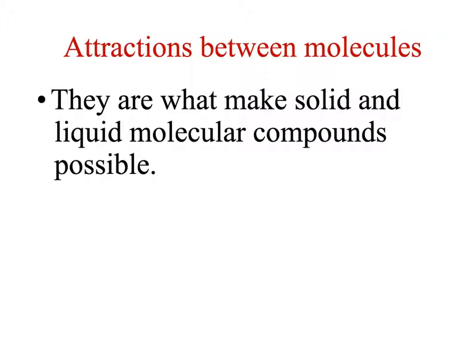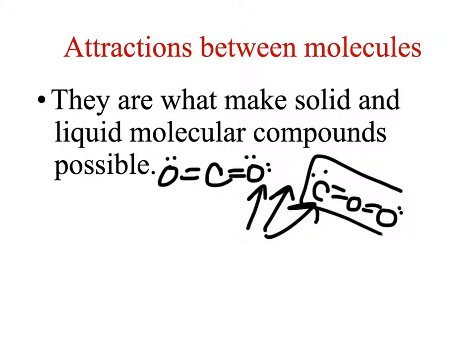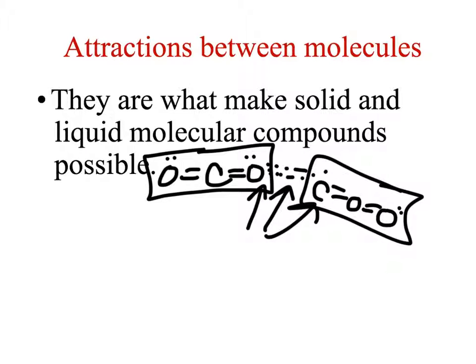Our last concept has to do with attractions between molecules. For example, we said that CO2 is a molecule. Now, if we look at CO2 and there's a bunch of CO2s floating around in the air, we know that this is a gas. That means there must not be any attractions between one carbon dioxide and another carbon dioxide.